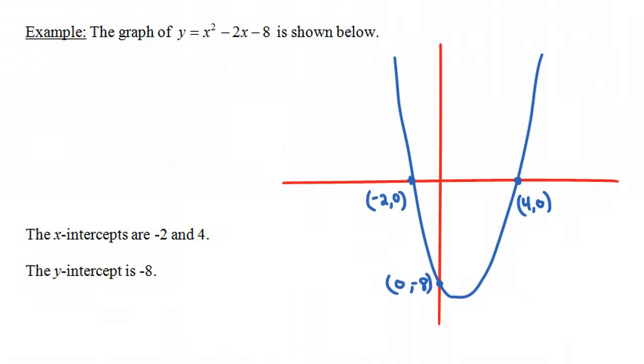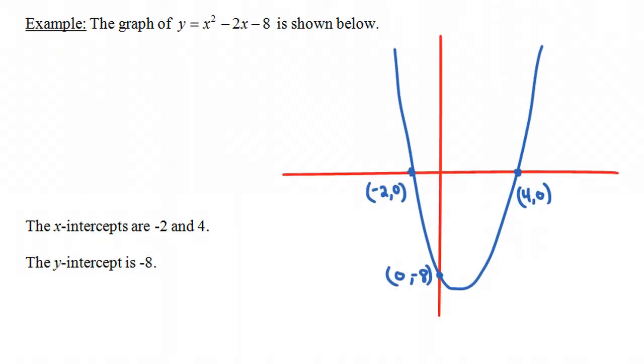Let's look at an example. The graph of y equals x squared minus 2x minus 8 is shown below. And this is the graph that we found in the previous video. As you can see, the 2 points where the graph crosses the x-axis or touches the x-axis are minus 2, 0 and 4, 0. So the x-intercepts are minus 2 and 4. Okay, the y-intercept of this graph is minus 8. Notice that's at the point 0, minus 8. That's where the graph crosses the y-axis.